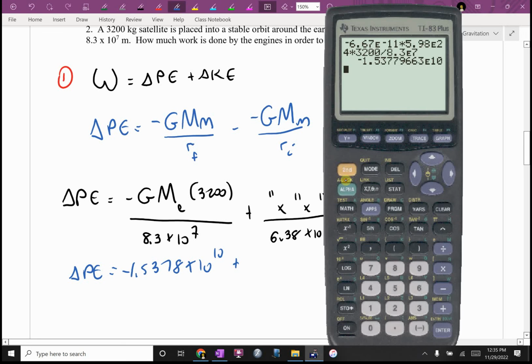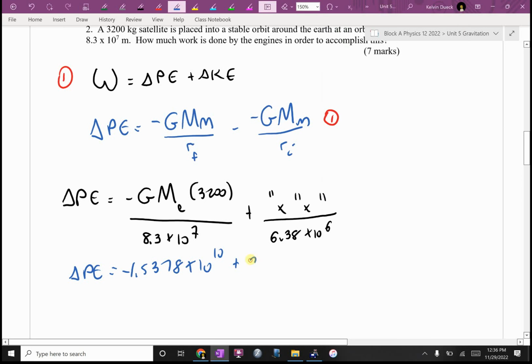Plus, backspace, delete the negative, and just change the bottom to 6.38 times 10 to the 6th. Oh, 2, 3 zeros and a 6 times 10 to the 11th. 1, 2, 3.